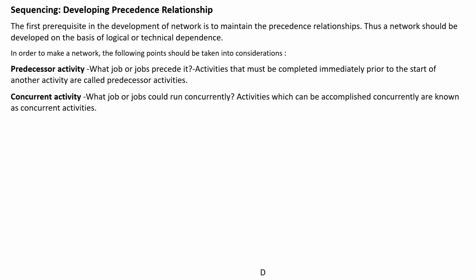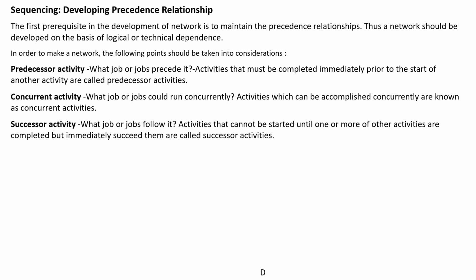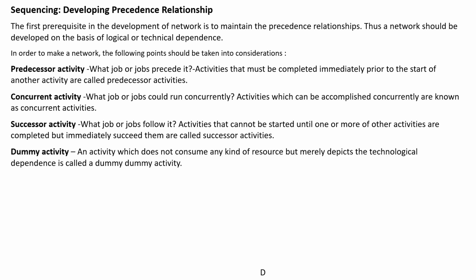Concurrent activities are those activities which can be accomplished concurrently or simultaneously. The question to be asked here is what job or jobs could run at the same time. Successor activities are those activities which cannot be started until one or more of other activities are completed. The question to be asked is what job or jobs follow an activity. Dummy activity is an activity which does not consume any kind of resource but merely depicts the technological dependence.